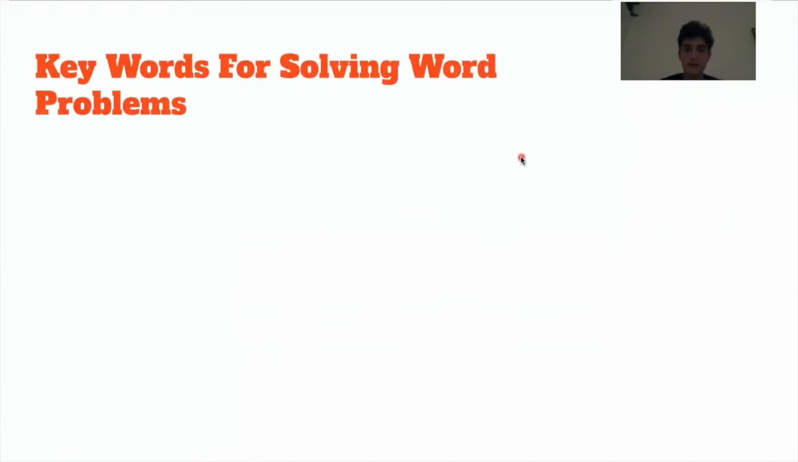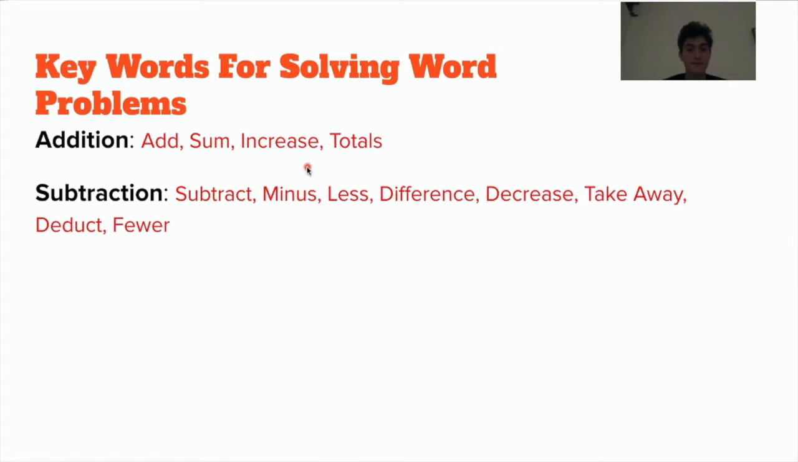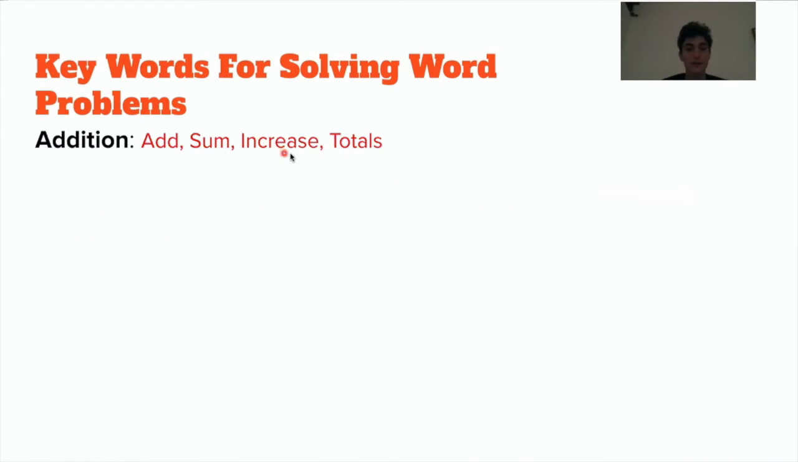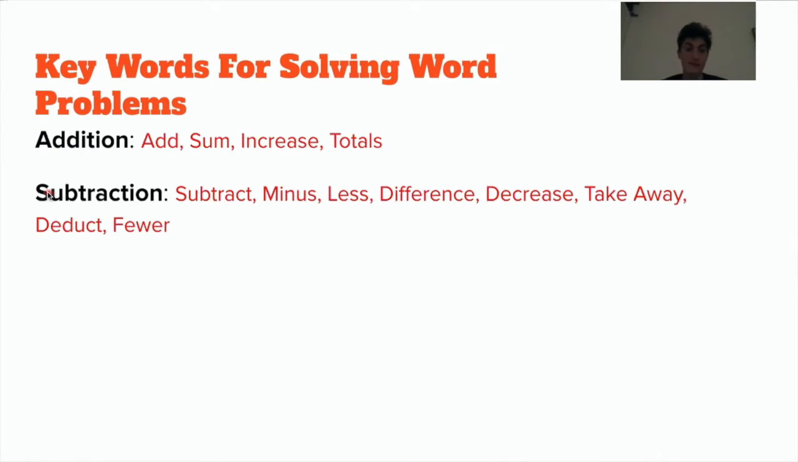So these are some of the key words or phrases that are going to signify different operations in word problems. For addition, if we see add, sum, increase, or totals to, it means there's going to be a plus sign, and we're going to be working with addition. As for subtraction, when we see subtract, minus, less, difference, decrease, take away, deduct, or fewer, we're working with subtraction.